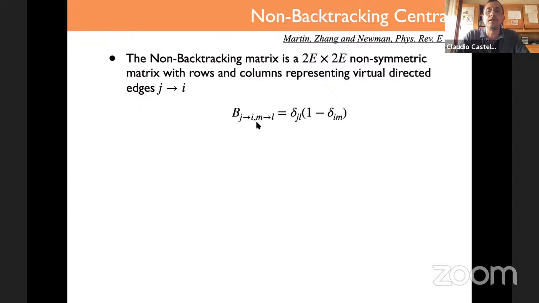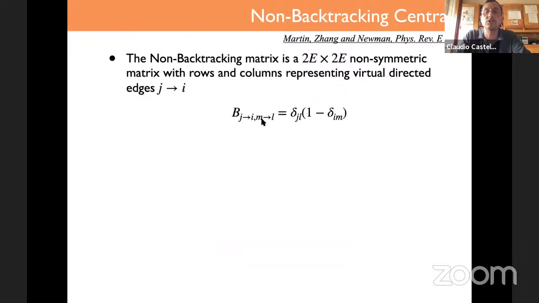It's a representation whose entries depend on a pair of these virtual directed edges, and their values are zero or one. In particular, they are one in the case that you start from a node M and you have an edge that takes you to node L, and then there is a delta, so J must be equal to L, so the two edges must be adjacent. You have a single path of length two, but also you need that I should be different from M, otherwise you get zero. So you need that the two edges are non-backtracking. You cannot go back and forth along the same edge. That's why it's called the non-backtracking matrix.